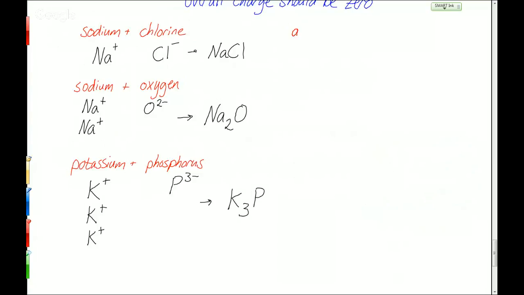One more. What about aluminum and oxygen? What's the ion of aluminum? 3+. 3 plus. And what about oxygen? We just did that one, 2 minus, right? So now we got kind of a problem because you can't easily balance those. If you add an extra oxygen, you now have 3 plus and 4 minus. If you add another aluminum, you have 6 plus and 4 minus. So what do we do?